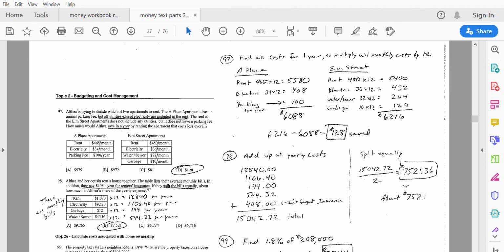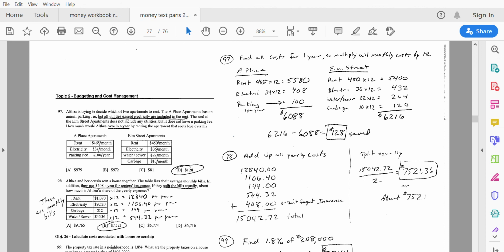Last problem for objective 25. It says her and her cousin rent a house together. The table lists their average monthly bills. In addition, they pay $408 a year for renter's insurance. If they split the bills equally, about how much is Thea's share of the yearly expenses?